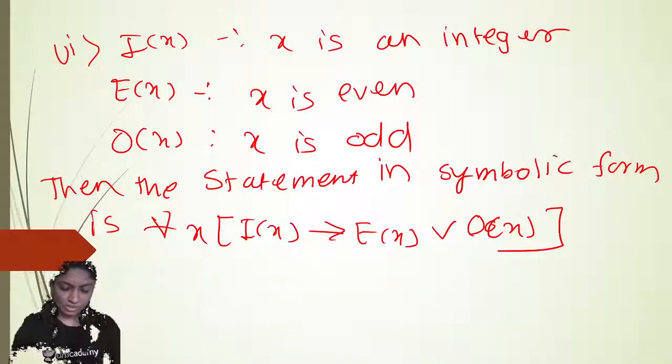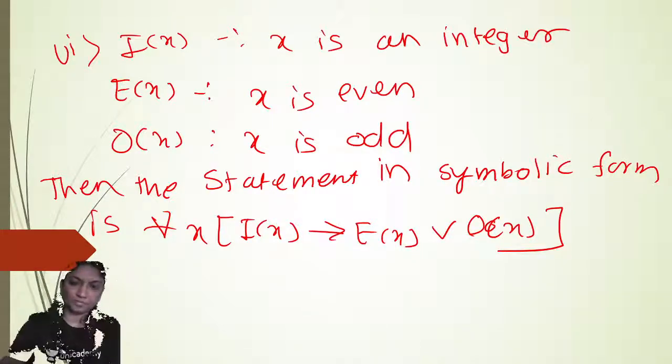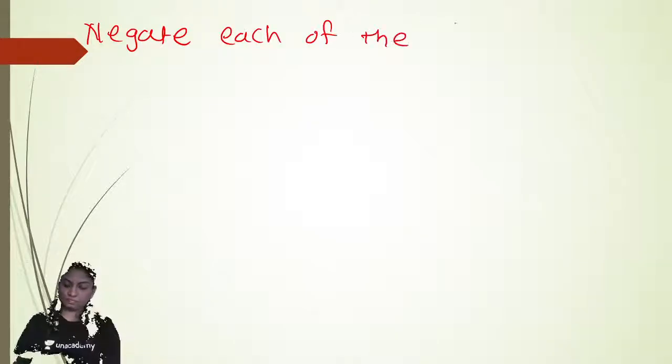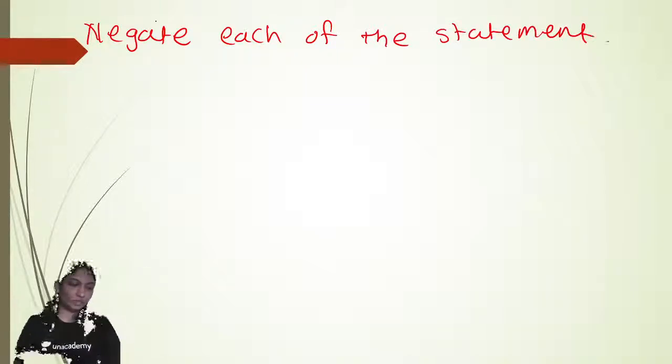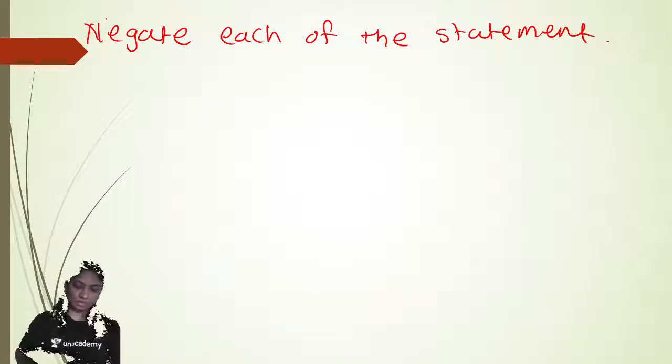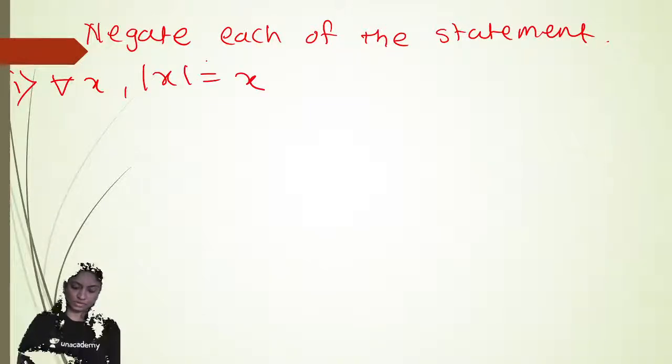Okay, we'll take one more example. One more type of question is there: negate the statement. Negate each of the statements. Okay, so here the first statement is, for all x, mod x is equal to x. Second one, there exists x, x square is equal to x.